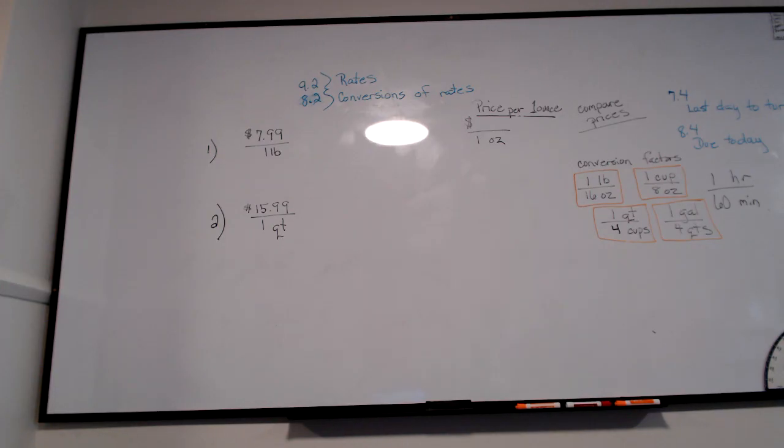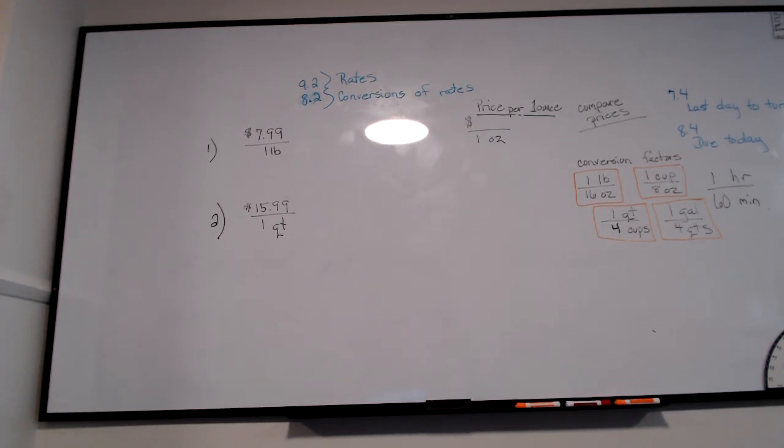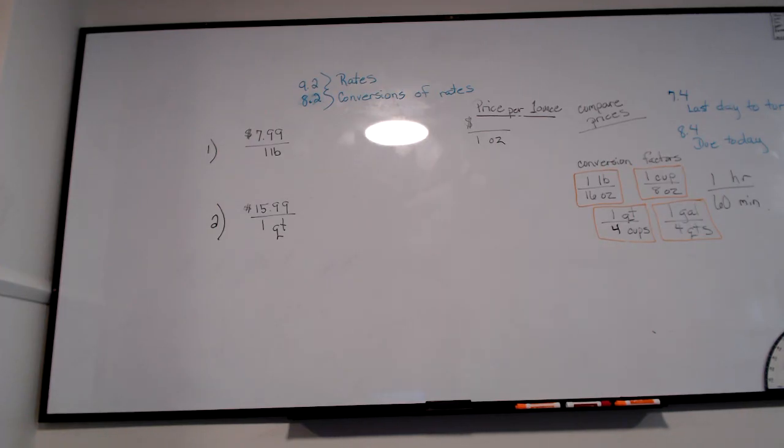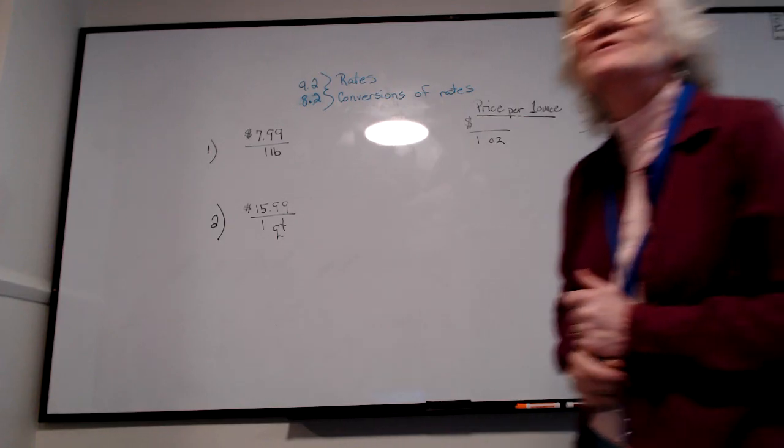16 ounces. Then since I'm trying to get it in dollars per ounce, don't you want to put 16 ounces down here? Now my pounds cancel, I have dollars and ounces. So now it's 7.99 on top, divided by 16 on the bottom. This is the dollars divided by 1 ounce. Is that correct? Yes, that's correct. Now do the next one.